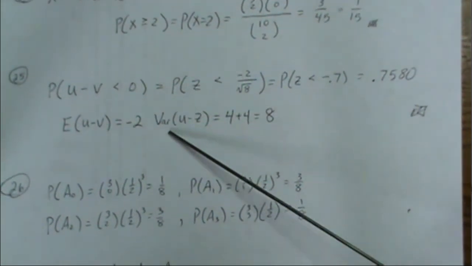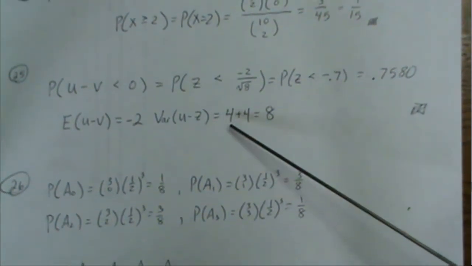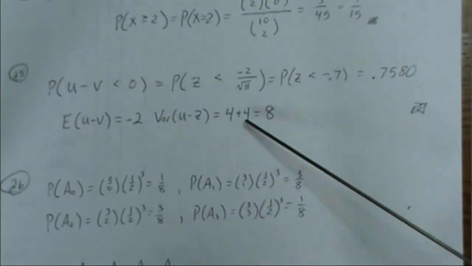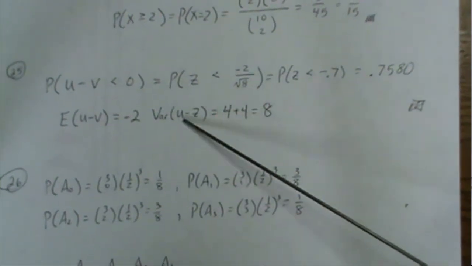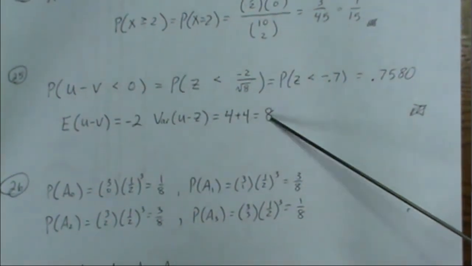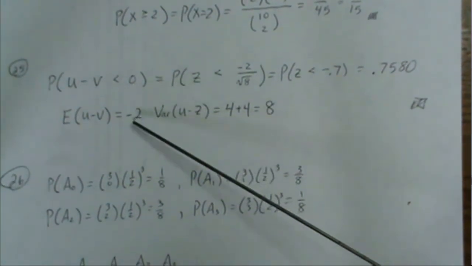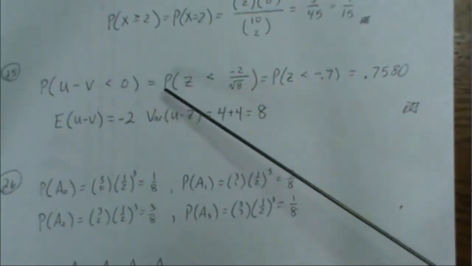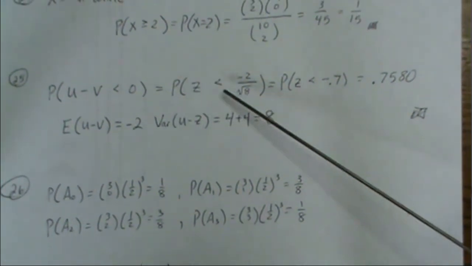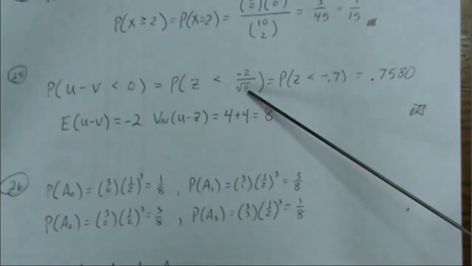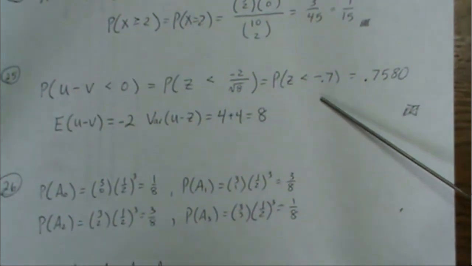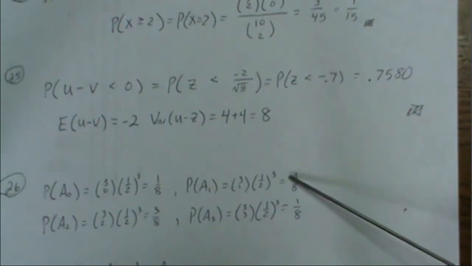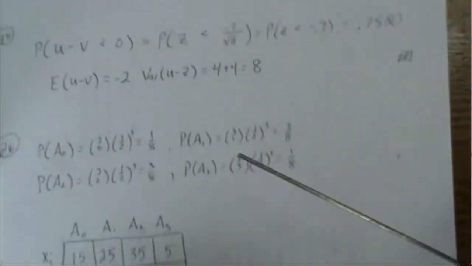The variance of u minus v is the sum of their individual variances, which is 4 and 4, so the variance of this difference is 8. Now we can subtract the mean from both sides and divide by the standard deviation on both sides, and that transforms it to a z. So z is less than minus 2 over the square root of 8, which reduces to z less than minus 0.7, which you look up in the back of the book to get 0.7580.